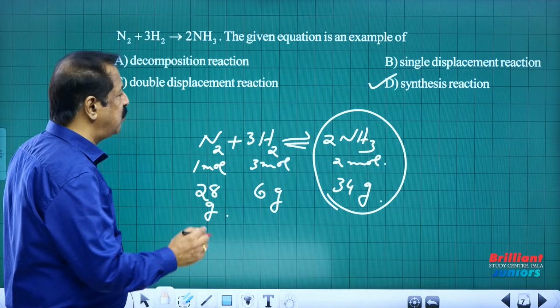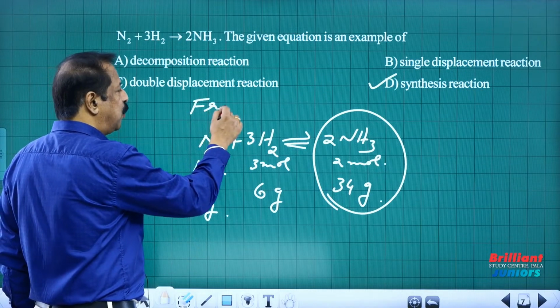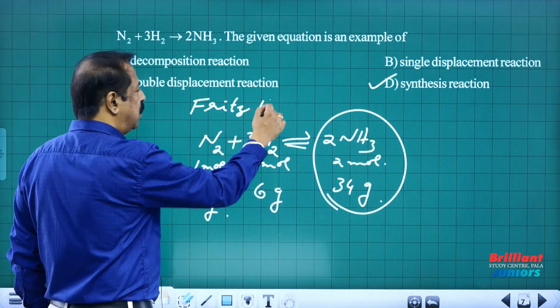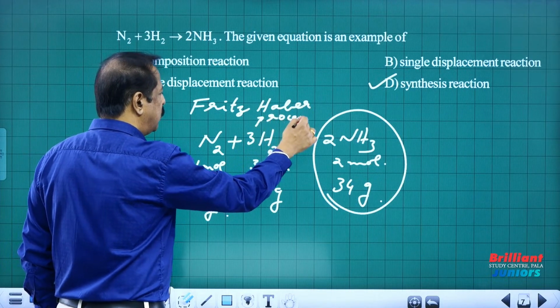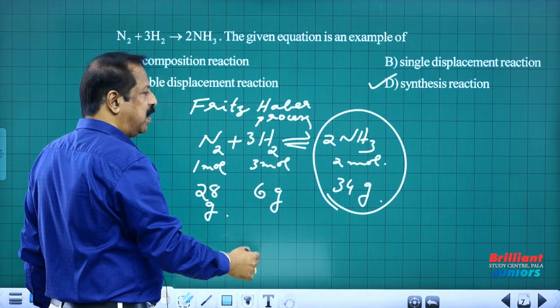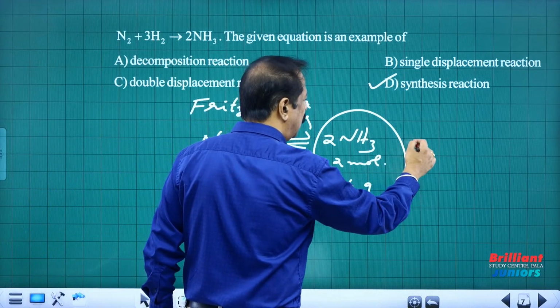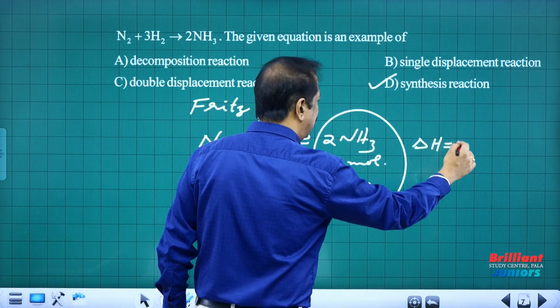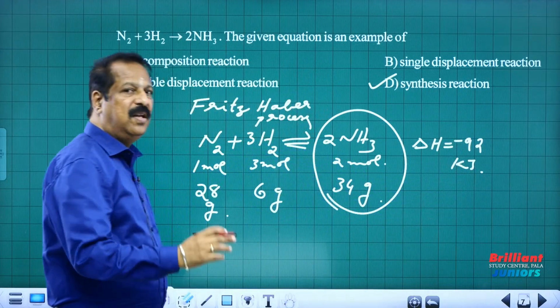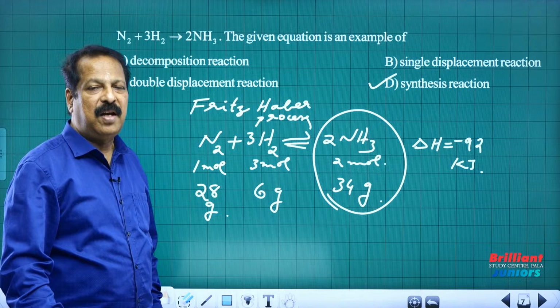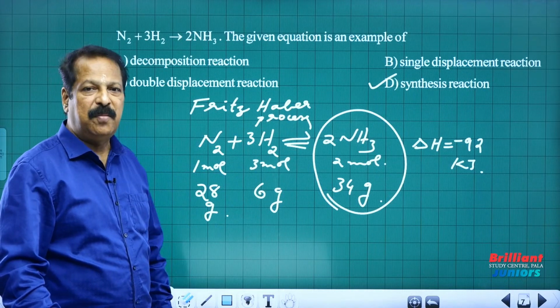And the name of this process is called the Fritz-Haber process. In this process, the energy liberated is delta H equals minus 92 kilojoule. Minus 92 kilojoule energy is liberated. The negative sign shows exothermic, so this is an exothermic reaction.